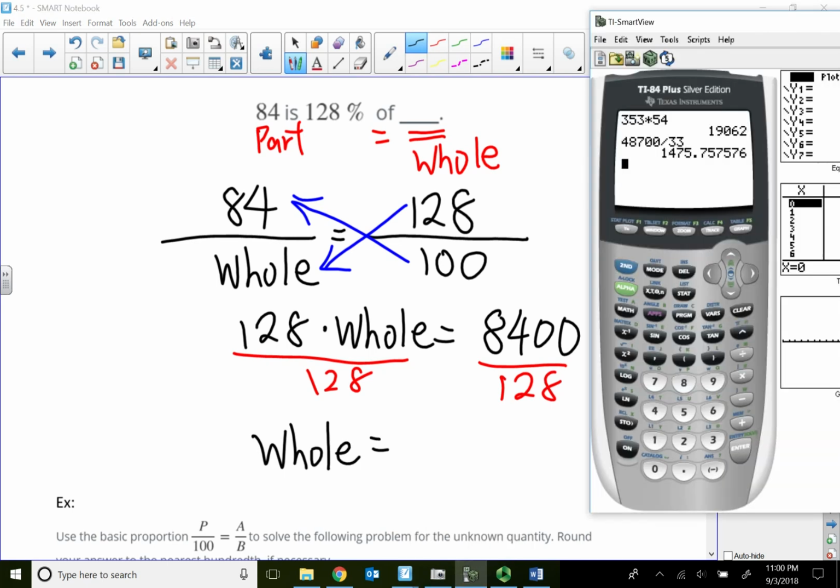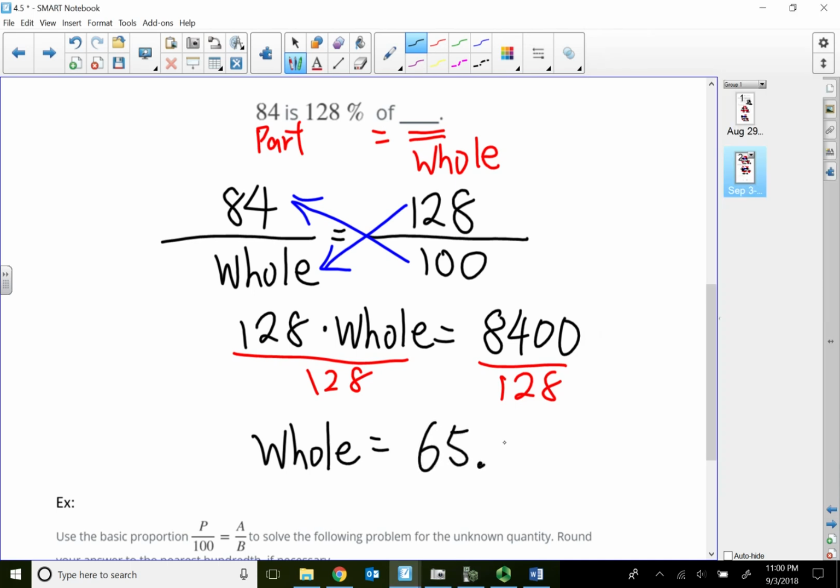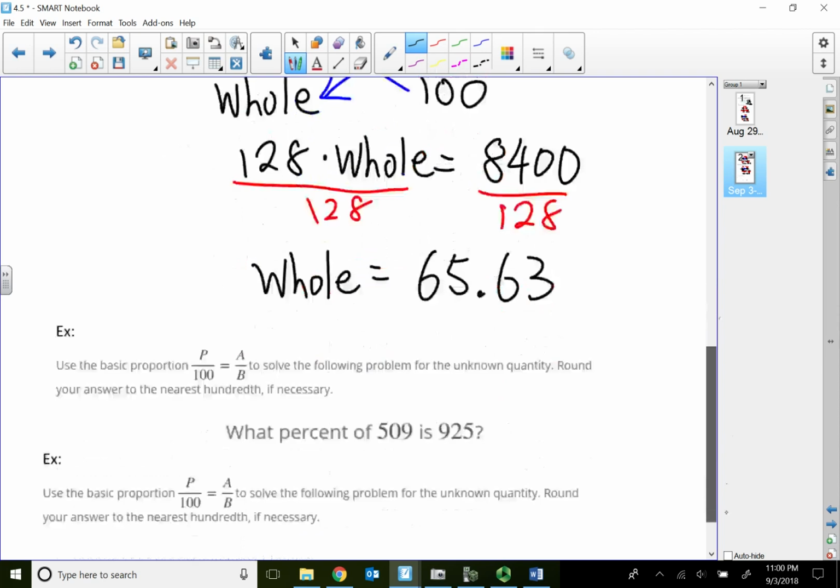Let's see what it's going to be. 8400 divided by 128 is 65.63. All right, that will be the answer.